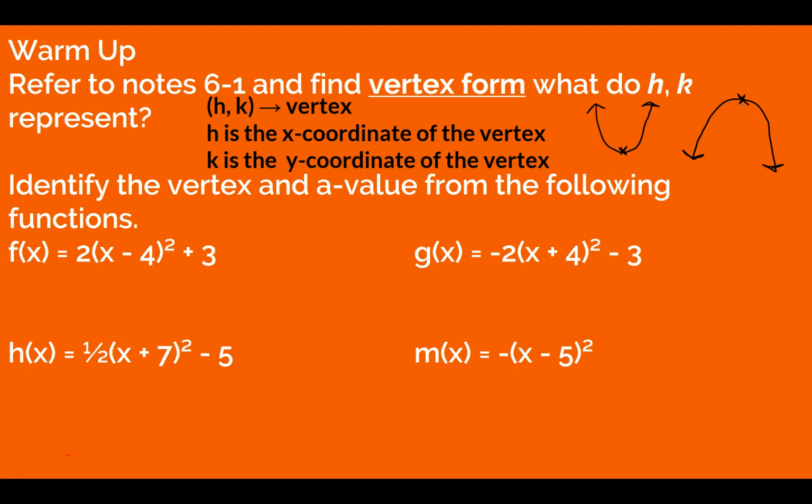Okay, so looking at f of x on the screen right now, which of those gives you your a value? Is it the 2, is it the 4, or is it the 3? It's my 2, okay? How do I determine if it's going to open up or down? If it's positive or negative, good. So what is 2 this time? It's positive, so we know it's going to open up, right?